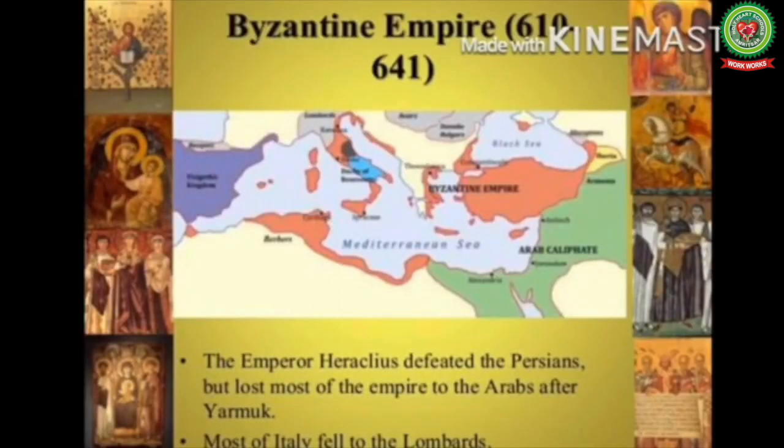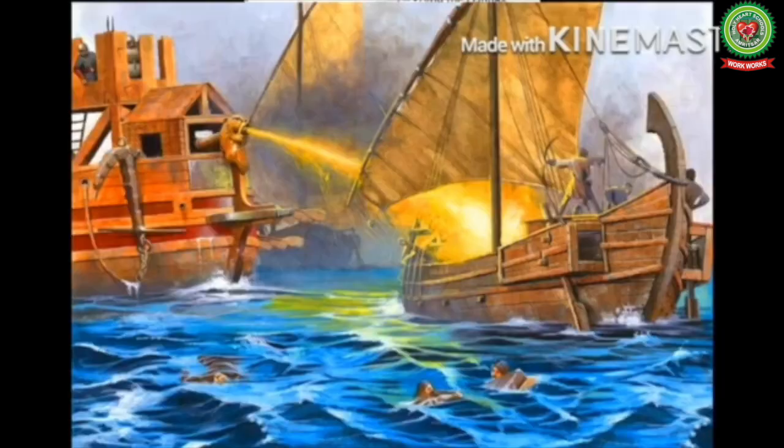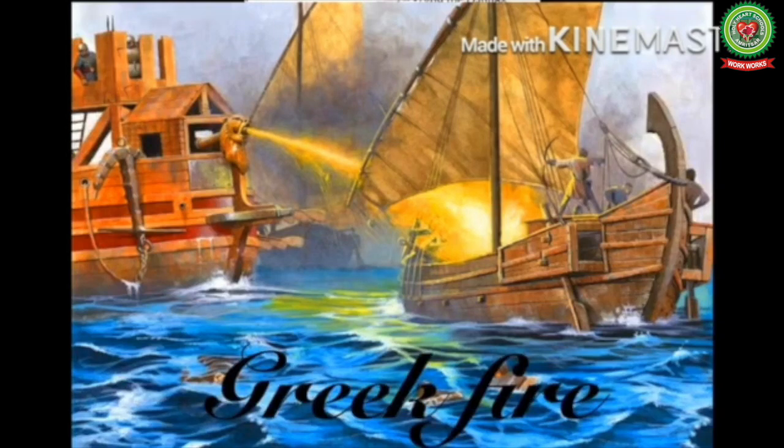Leo III repulsed the Arab forces. Repulsed, it means to drive back the enemy by force. How Leo III repulsed the Arab forces on sea and land? It repulsed with the help of the secret device known as Greek fire.